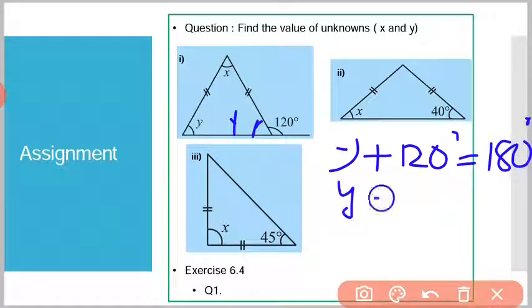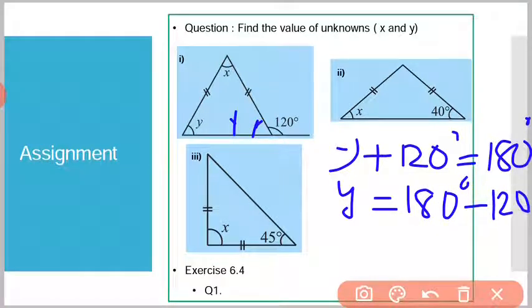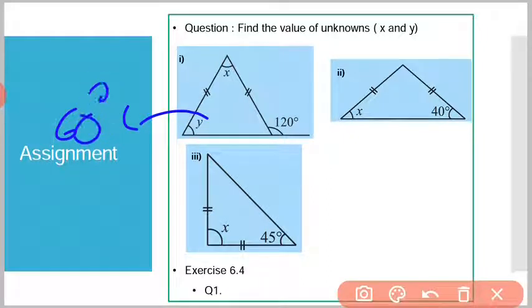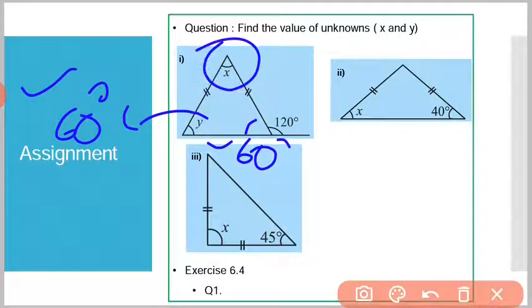So what will be the value of y? It will be equal to 180 degree minus 120 degree. So how much is it? y will be equal to 60 degree. So we got to know the value of y, it is 60 degree. Here also it is 60 degree. So if it is 60, then how much will this be?